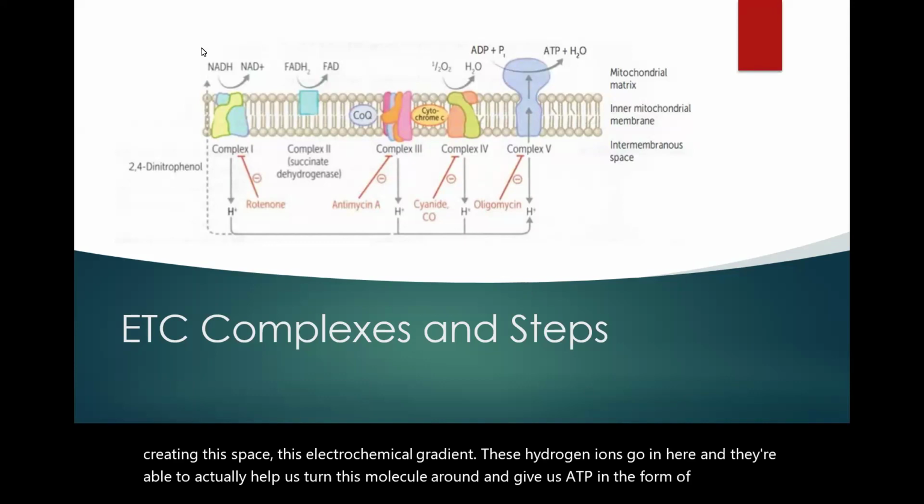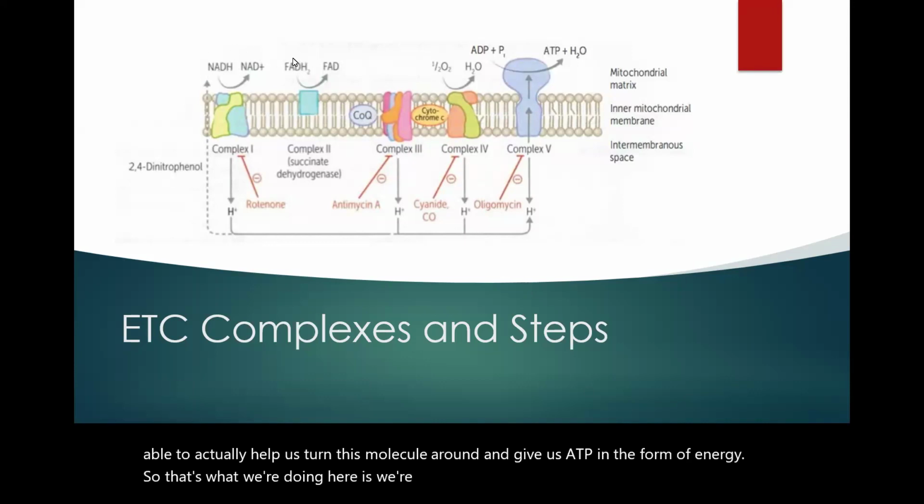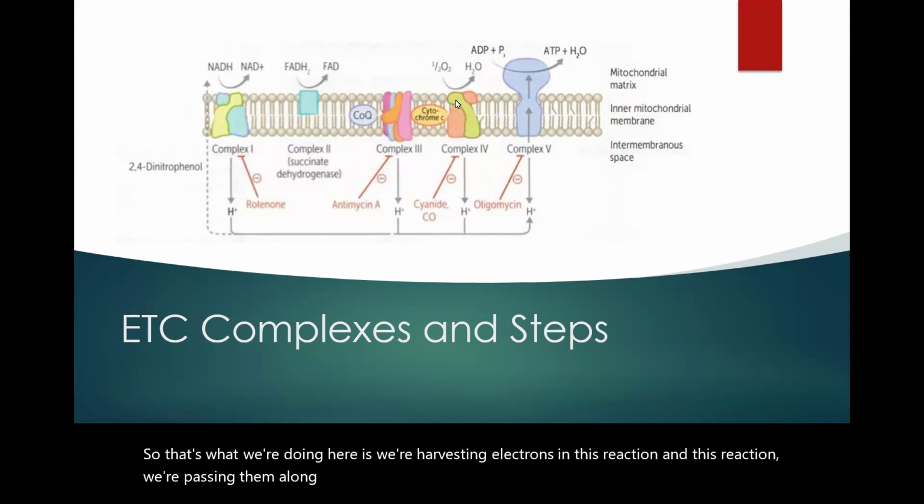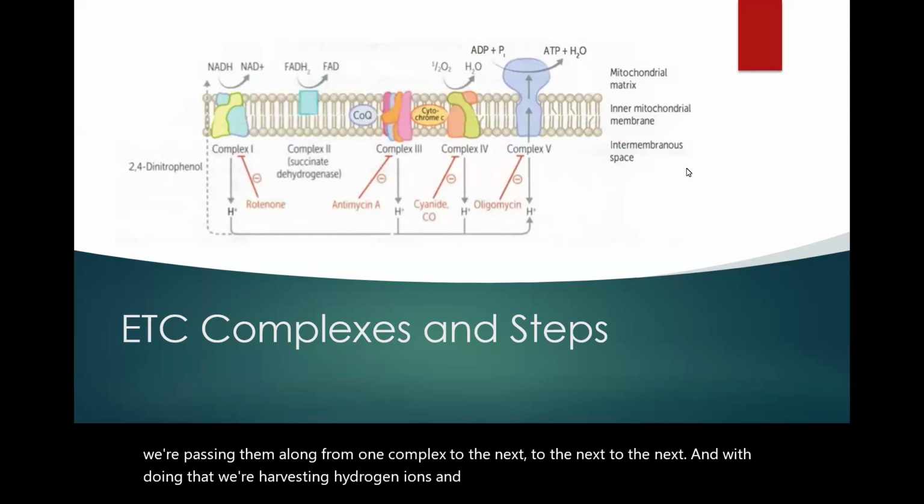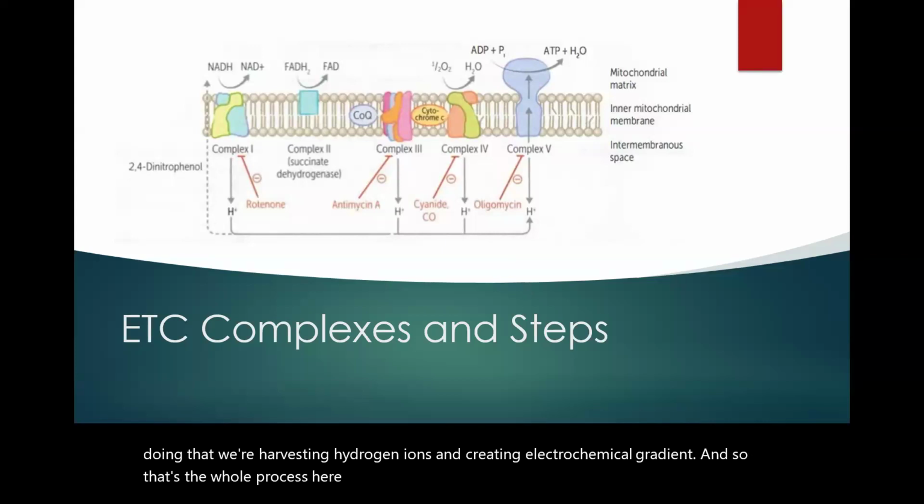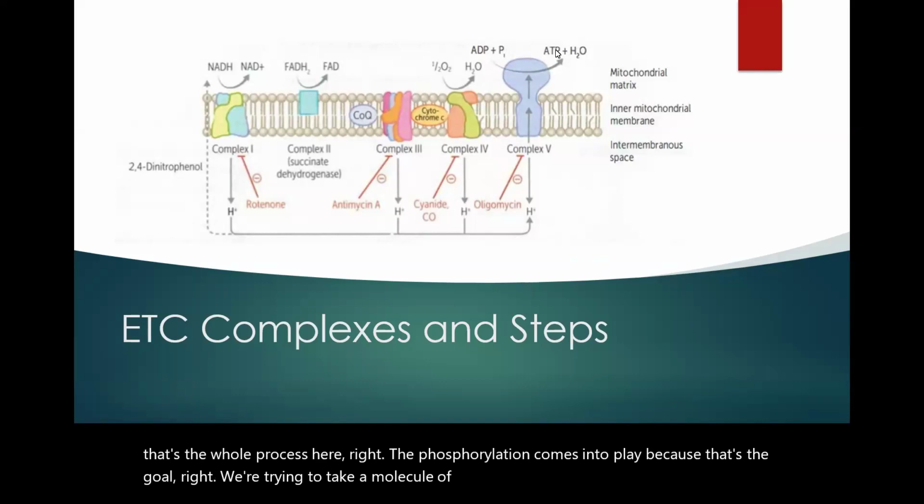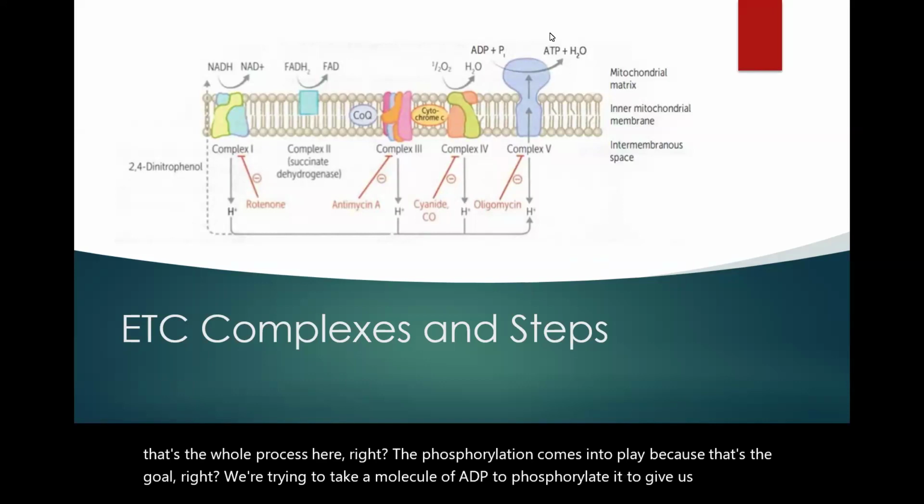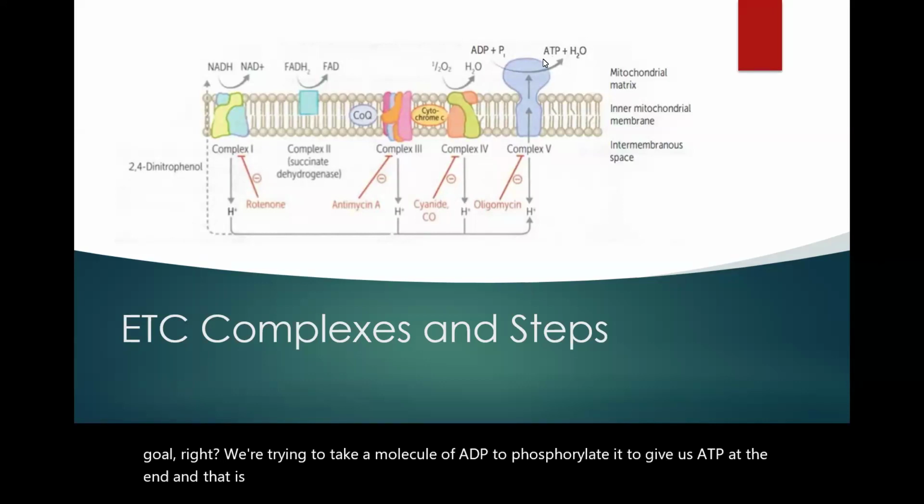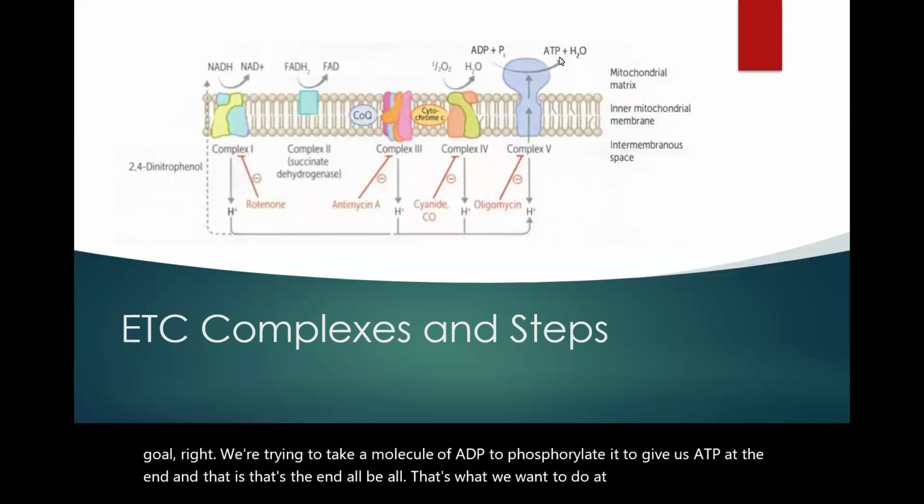So that's what we're doing here: we're harvesting electrons in this reaction and in this reaction. We're passing them along from one complex to the next, to the next, to the next. And by doing that, we're harvesting hydrogen ions and creating an electrochemical gradient. That's the whole process here, right? The phosphorylation comes into play because that's the goal. We're trying to take a molecule of ADP and phosphorylate it to give us ATP at the end. That's the end-all be-all. That's what we want to do at the end of this process, okay?